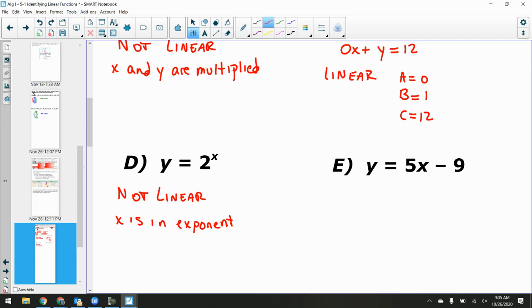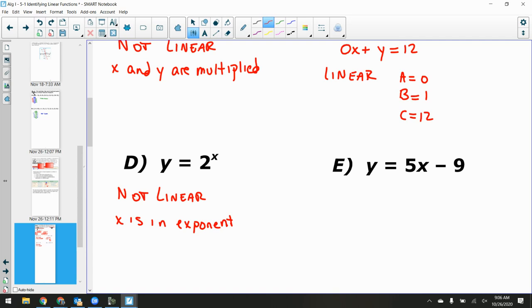No, it was like 2x to an exponent. That would not be good either. Because you can't have x raised to any other power other than 1. Like you can't have an x squared, you can't have an x to the third, so.